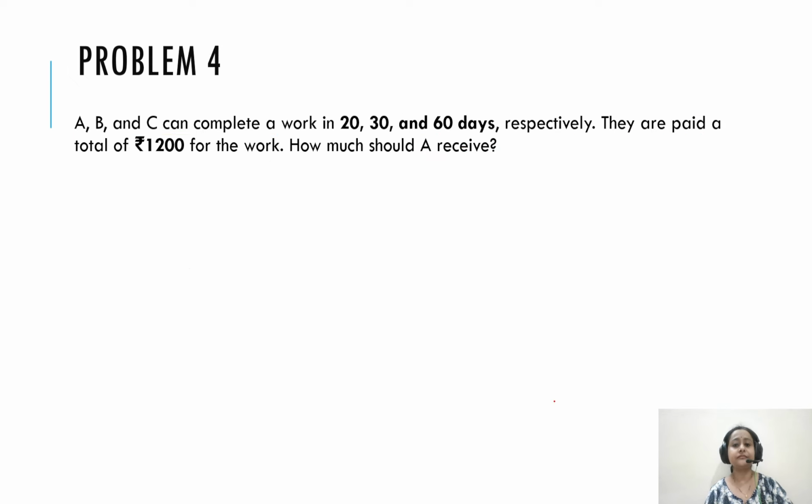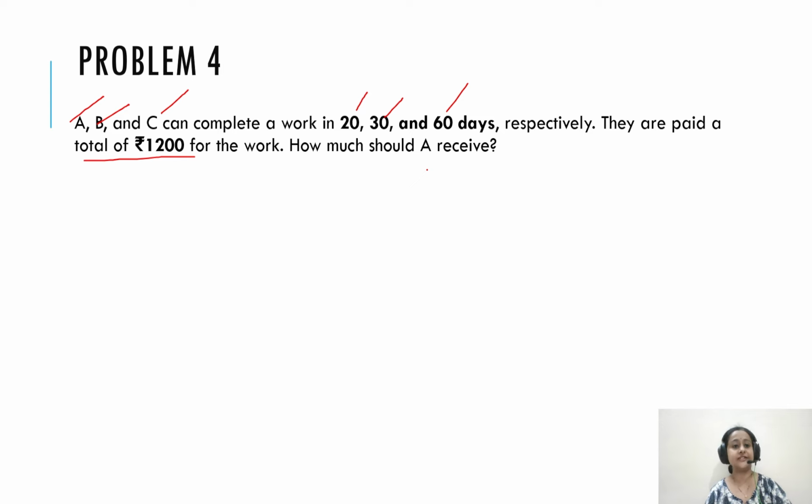The next problem is related to payment. Here there are not only A and B, but a third entity is also there, who is C. So A, B and C can complete a work in 20, 30 and 60 days respectively. So A can complete the whole work alone in 20 days, B in 30 days, and C in 60 days. From here, we can easily find out how much individually they can complete in one day. They are paid a total of 1200 for their work. How much should A receive?